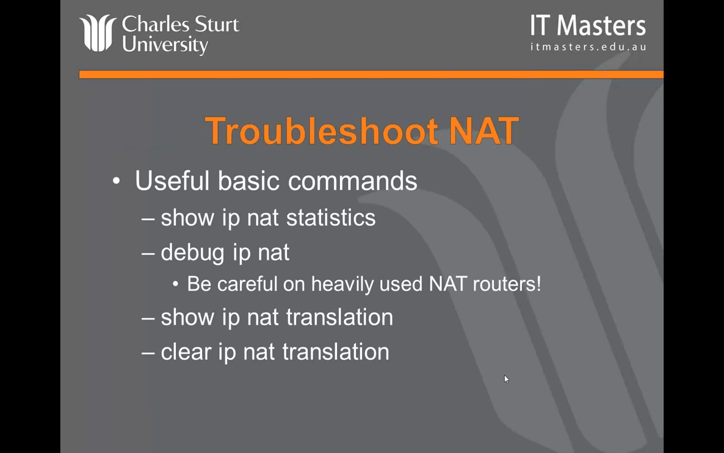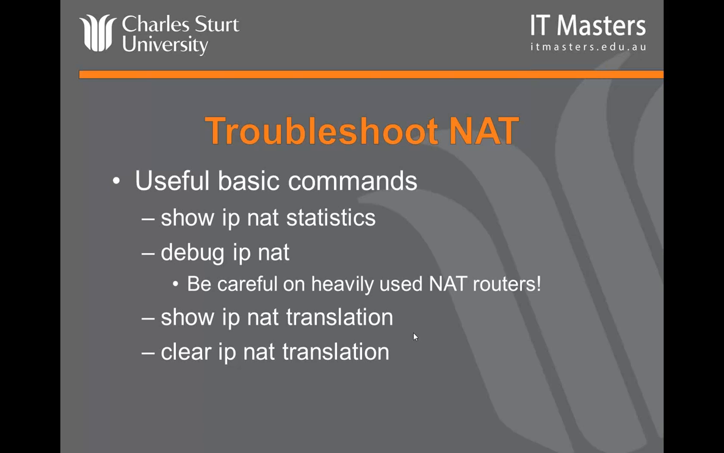Be careful with this because it can generate a lot of traffic. So it's a bit like we talked about last week or the week before, debug ip packet. Well, if you don't use your ACLs, you can generate a lot of traffic. Show ip nat translation will show you the active translations on your router. So you'll see static, dynamic, whatever translations are happening on your router.